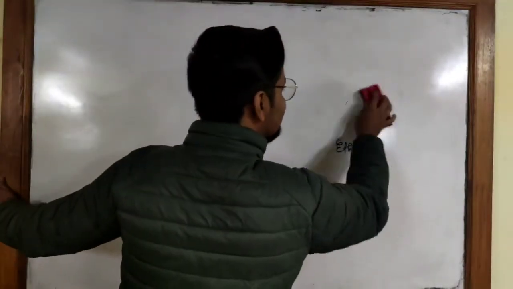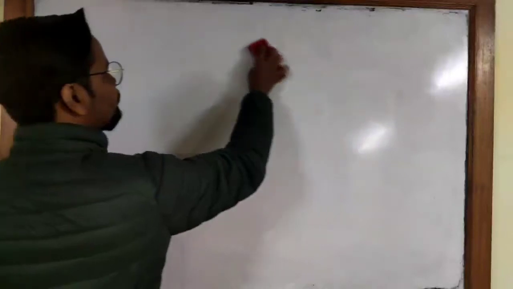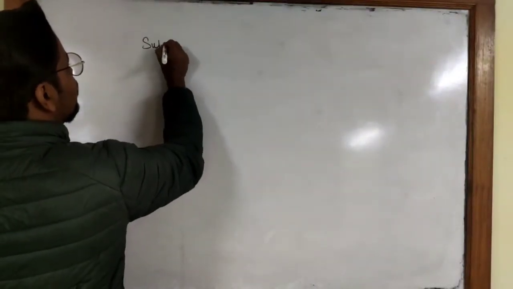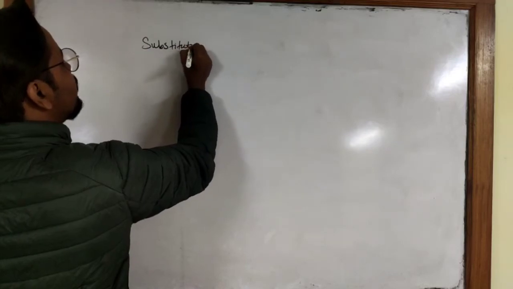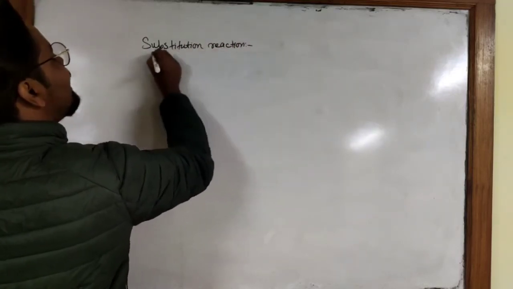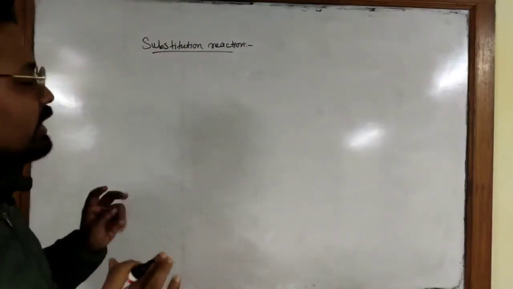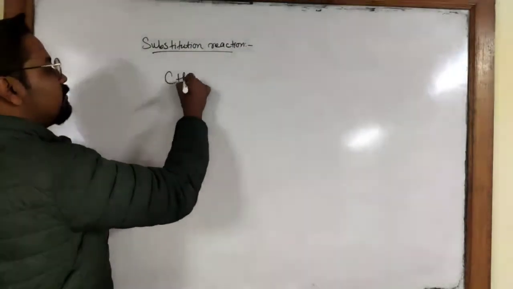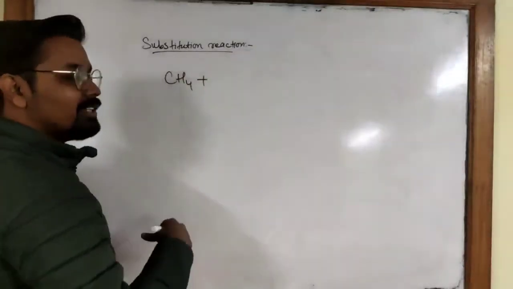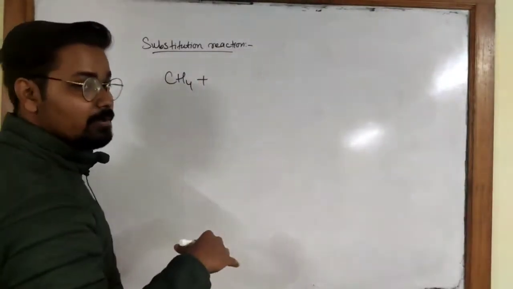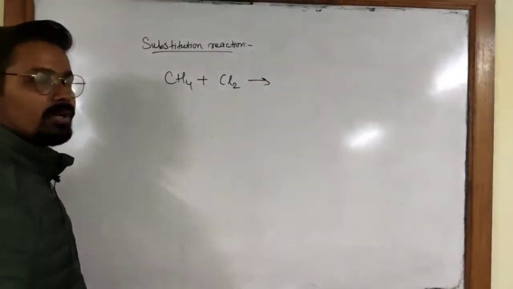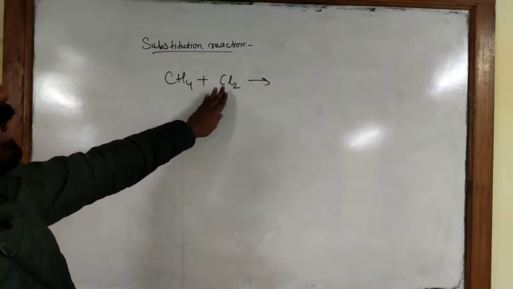Now let us move on to our last reaction, that is the substitution reaction. So what do we have in a substitution reaction? From the name itself you can understand that something has been substituted, meaning it has been replaced by something. Suppose I have methane, and I want to substitute some element here. So let me take chlorine. This is the reaction from the book that I am taking. So methane will react with chlorine.